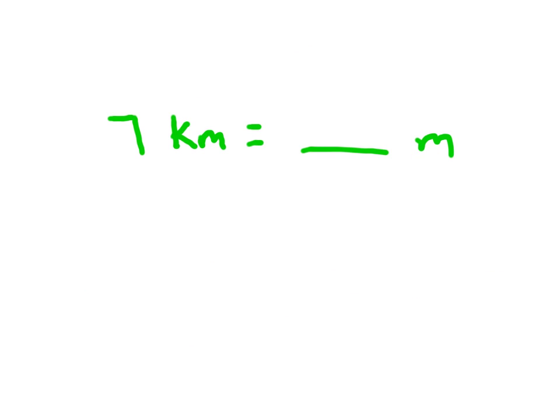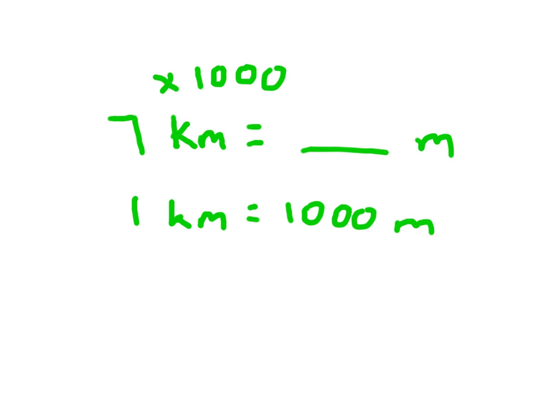Okay, here's another example, kilometers to meters. We know that 1 kilometer is equal to 1,000 meters. So we're going to multiply by 1,000 here to get 7,000 meters. 1 to 7 times 7, 1,000 to 7,000 times 7 as well.